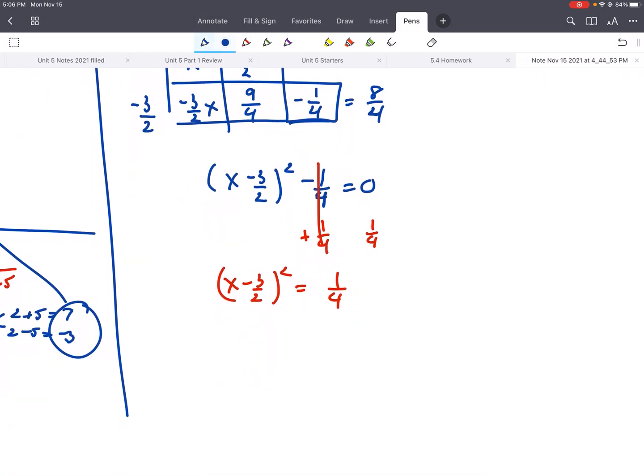And then we need to square root both sides. Don't forget the plus or minus. So x minus 3/2 is equal to plus or minus 1/2. So again, we can square root the top, we can square root the bottom. Okay, and then the last thing we'd need to do is add 3/2.